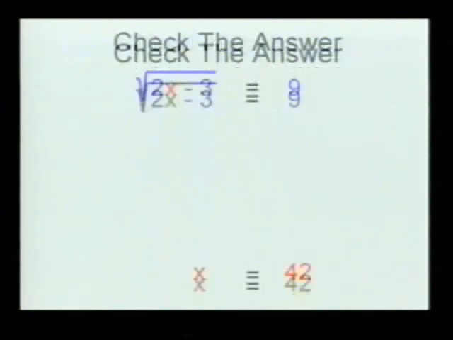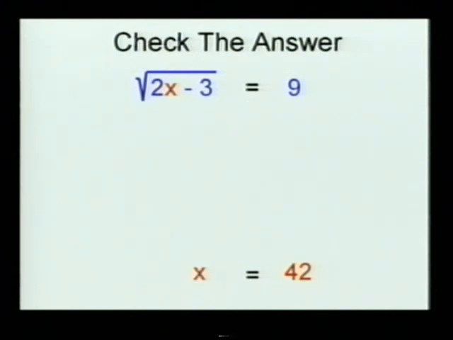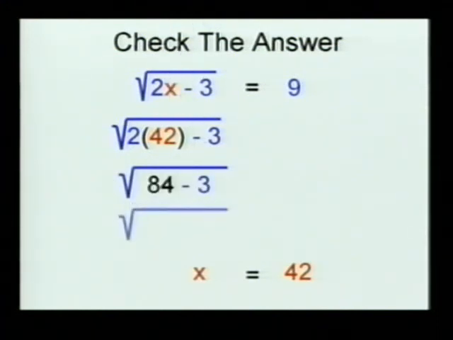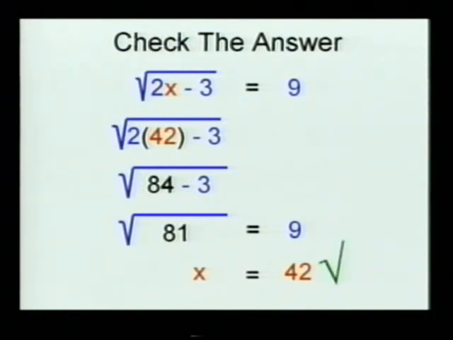Now, wait a minute. And you're going to do it because I said so. Let's put it in and check it. 2 times 42. What's that? 84 minus 3 is 81. And the square root of 81, son of a gun. Surprise, surprise, surprise. It works. Okay? You're absolutely correct. Good thing we check it.